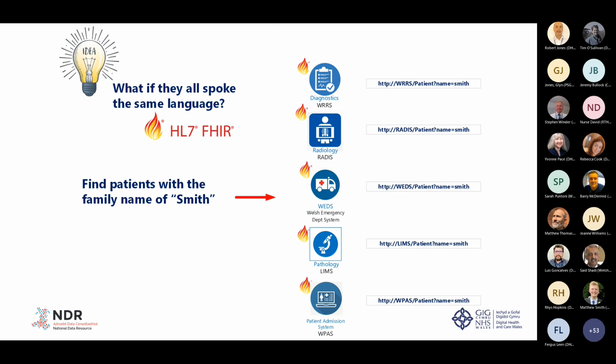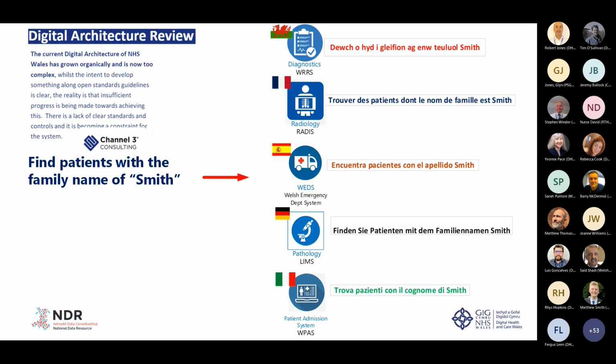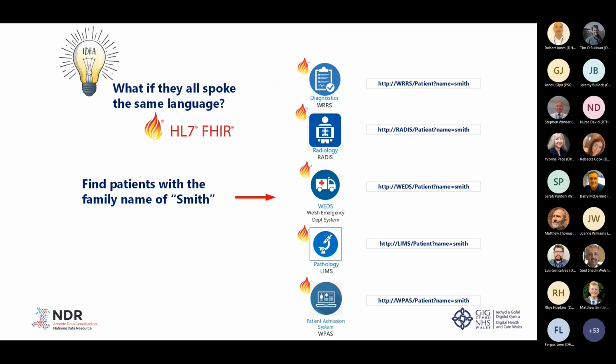So I guess that's what the purpose of FHIR is for us. So I'm just flicking between the slides here. So these systems go from speaking proprietary languages, in this case Welsh and French and Italian and German, to speaking FHIR. So now if they all spoke FHIR, then if I want to find patients with the family name of Smith, the command I use would be the same. It's a universal standard that we would use.